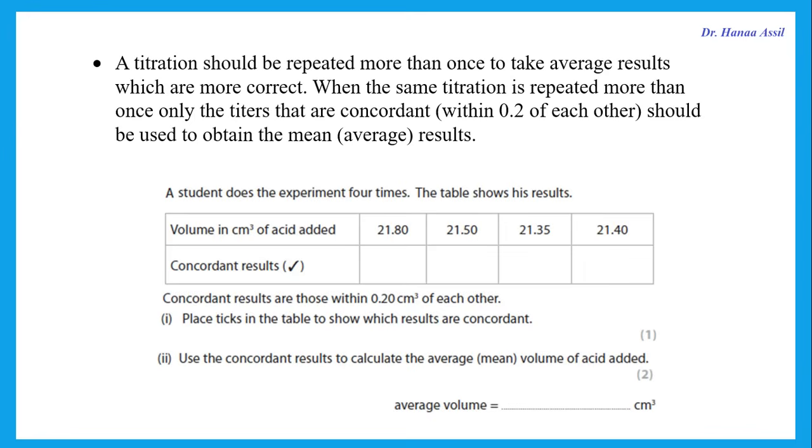So if a student did these experiments and he got these results, which of these are concordant? Well, they are the ones that are within 0.2. So the difference between these is 0.2. And the difference between them and this one is less than 0.2. So all of these are concordant. When we calculate the average, we use only the concordant results. We ignore the result that is away from the rest, and that means we divide these, for example, by 3.